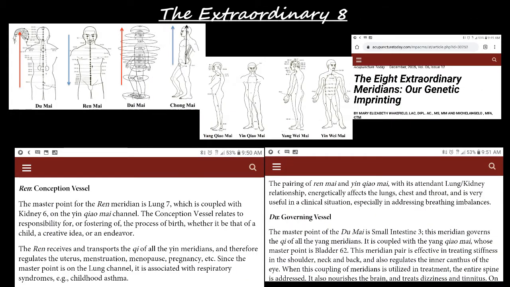Now, the first one is Ren, which is the conception vessel, and its master point is lung 7 on the Yin Chiao Mai channel. It's paired with kidney 6, and this vessel is responsible for birth, meaning a child, idea, or a business. It's the head of the meridian. It relates with women's reproductive system, and being the lungs are the master points, it connects with respiratory syndrome and asthma. When paired, Ren and Yin, along with the lungs and kidneys, affect the lungs, chest, and throat, and it addresses breathing imbalance.